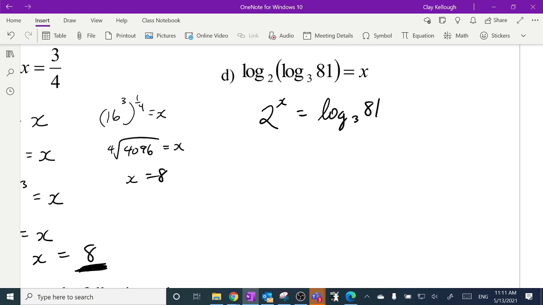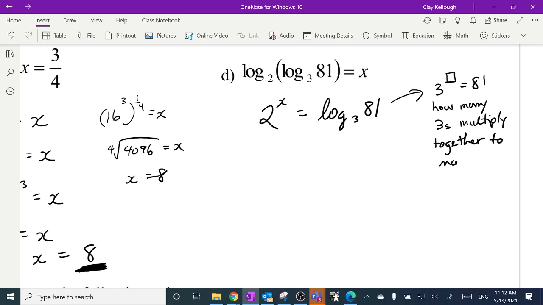And I can do this part in my head. Remember what this part's saying? Let me write it in words again. 3 to some power is 81. Or in words, how many 3's multiplied together, like a grown-up, to make 81, right? And you know that number. You know that number is 4.